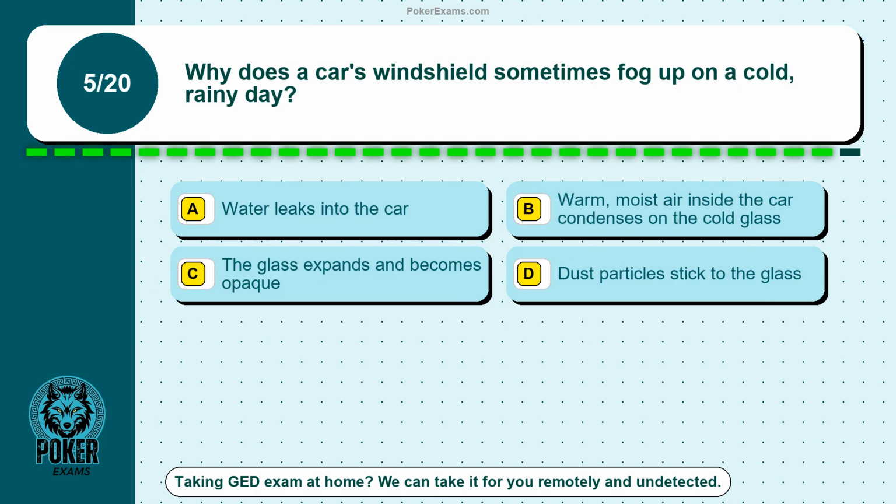Question 5. Why does a car's windshield sometimes fog up on a cold, rainy day? Option A, water leaks into the car. Option B, warm, moist air inside the car condenses on the cold glass. Option C. The glass expands and becomes opaque. Option D, dust particles stick to the glass.